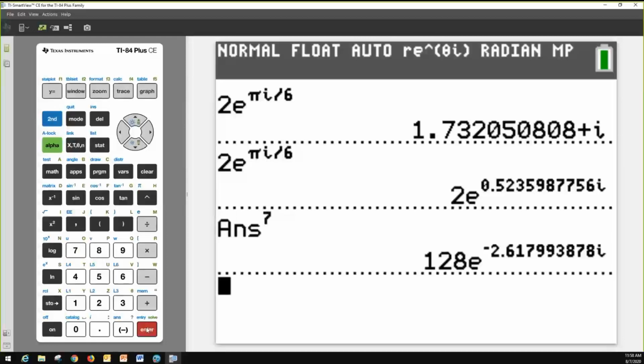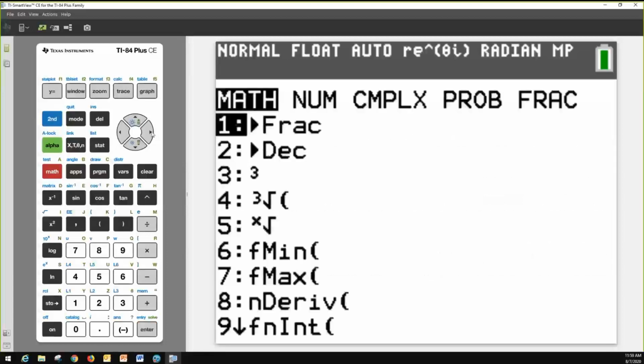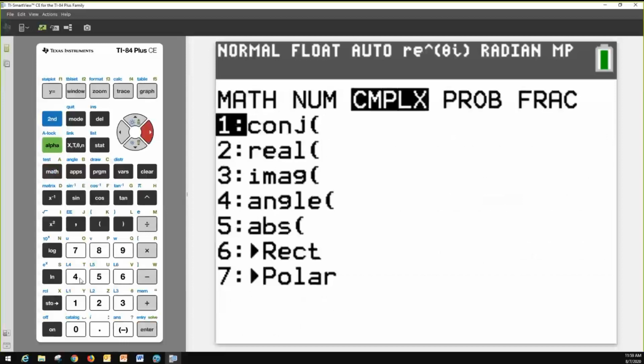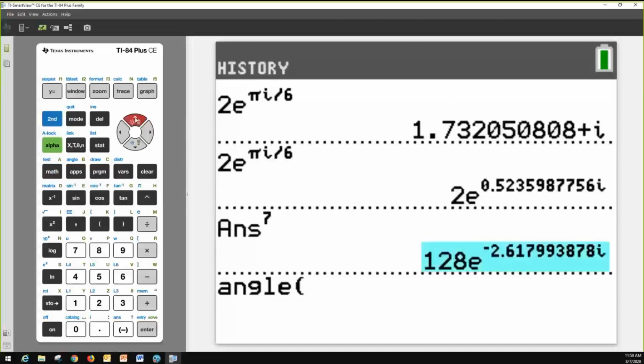Now we've got a problem. We've got this really unusual angle, and it's not an exact value. So how do I get that as an exact angle? In the complex numbers tools, I can grab the angle, number 4, of this expression.